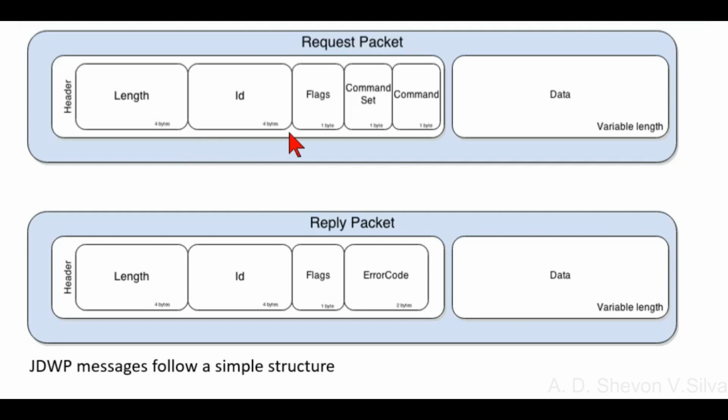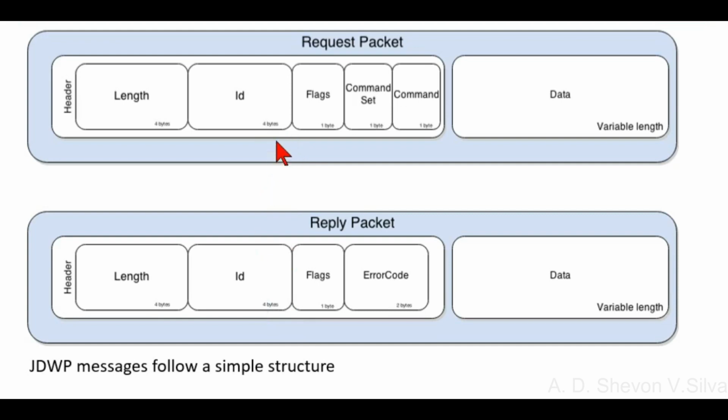ID. The ID field is used to uniquely identify each packet command and reply pair. A reply packet has the same ID as the command packet to which it replies. This allows asynchronous commands and replies to be matched.